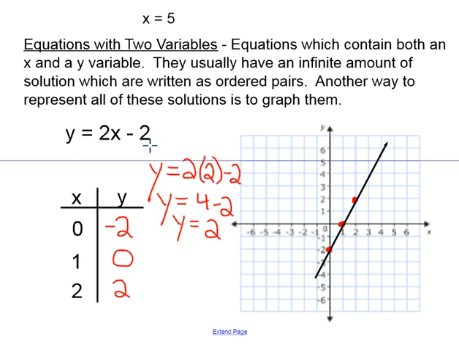Now, the trick about a linear equation is that they're going to graph to be a line. So if your points don't line up perfectly, then you know that you've made a mathematical error. So I'm going to use a line here. And I can see that they line up perfectly. And that's going to be my linear equation.